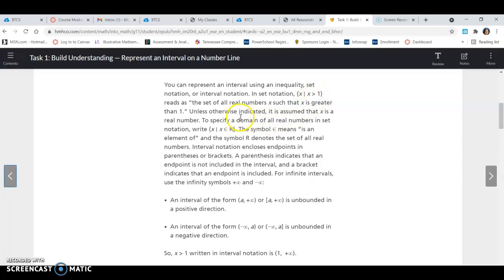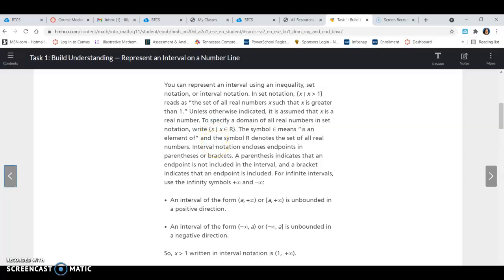All right, unless otherwise indicated, it is assumed that x is a real number. To specify a domain for a real number set, the notation is x such that x is an element of all real numbers. So if you see the R there, that just means it's all real numbers. And this symbol here means "is an element of" this set. All right, so several symbols here.